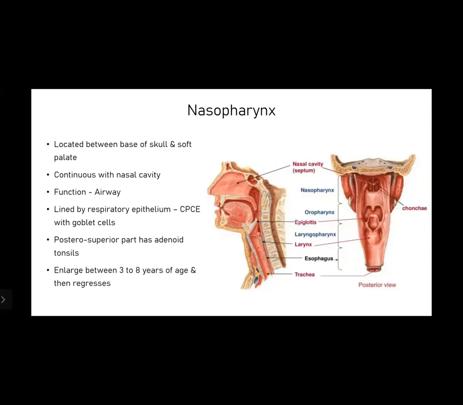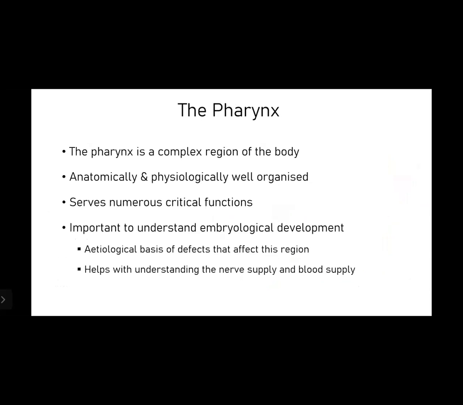Mainly what you need to know is that the nasopharynx is lined by the respiratory epithelium, which is the ciliated pseudostratified columnar type of epithelium. That's why I've just put CPCE, so that it can fit in there, along with goblet cells, which are secretory in nature. So you have mucus developing in the nose, basically because of these goblet cells and the pseudostratified columnar epithelium.